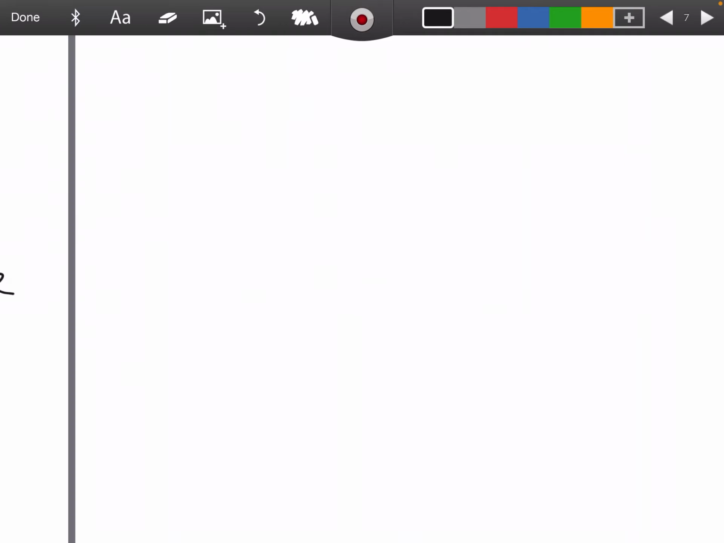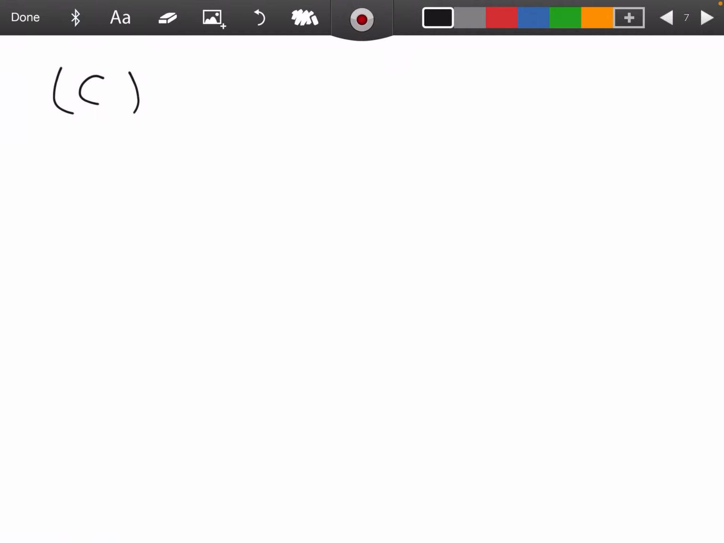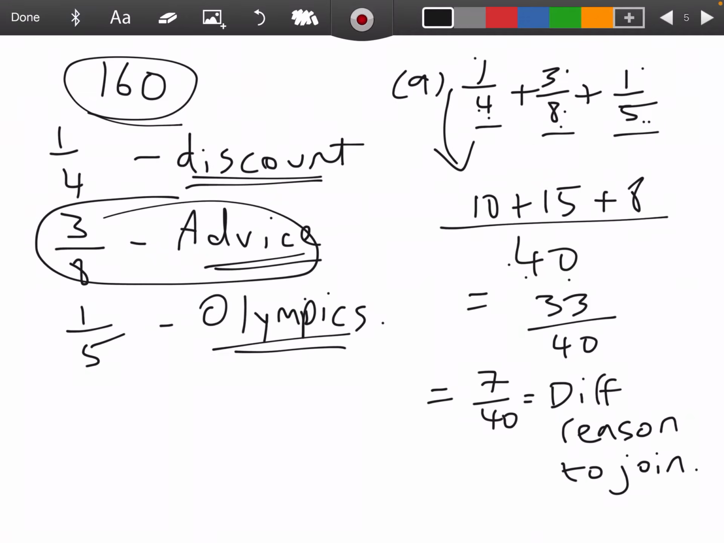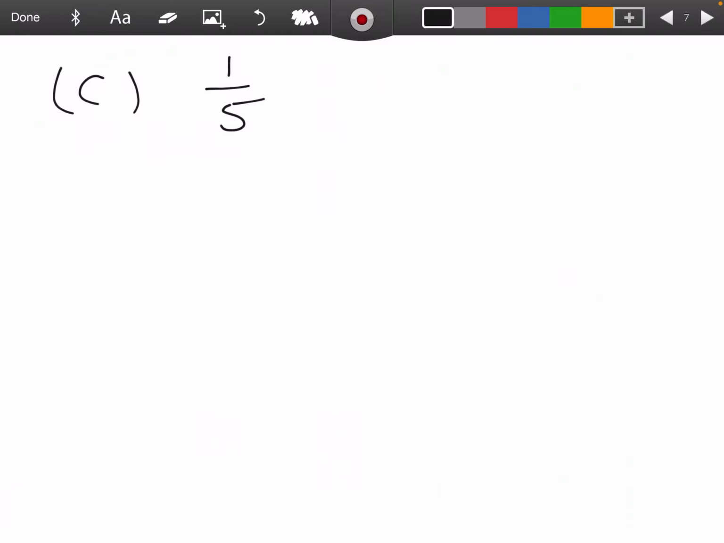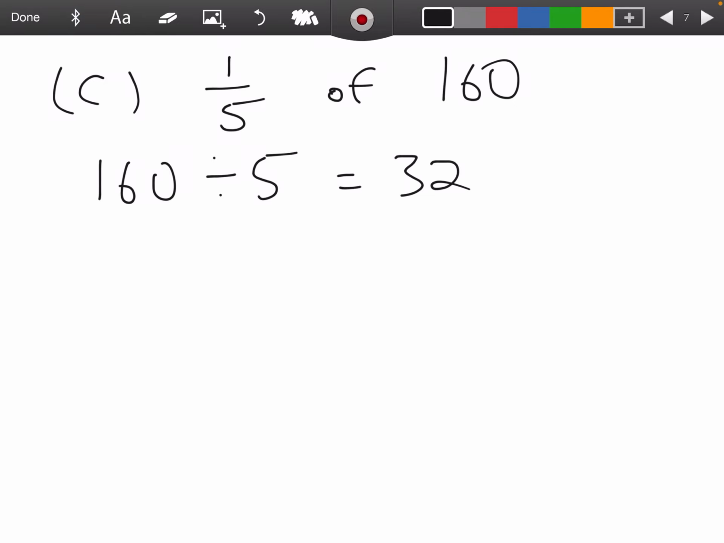And then finally, part C, the question asked how many were motivated to join the gym by watching the Olympics. And we got 1/5 of the people who joined the gym joined because they were motivated by watching the Olympics. So to get 1/5 of 160, all I got to do is divide it by 5. 160 divided by 5, and that gives me 32 as far as I know. So we got 32 people who've joined the gym because they watched the Olympics and they were inspired to do so.